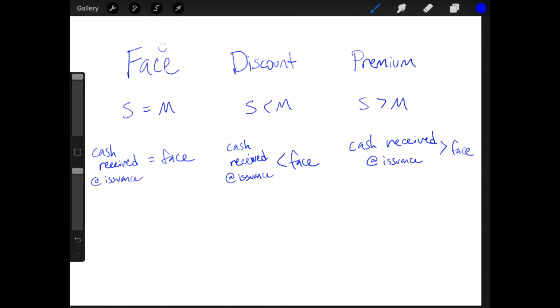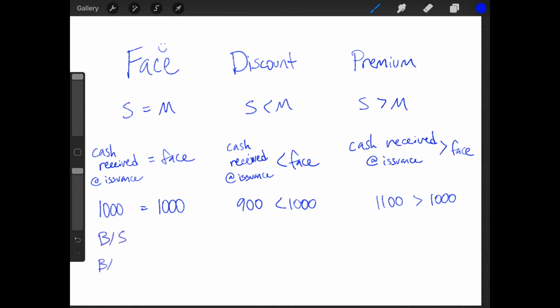So just to add numbers to this, if the face value of the bond was $1,000 for each, a bond issued at face, you would receive cash of $1,000, whereas with a discount you might receive cash of $900, basically anything less than that face value, and a bond issued at premium you might receive $1,100, or essentially anything above that $1,000 face amount. I think it's also helpful to look at what this looks like on a balance sheet under your liability section. So we'll look at that now for each of these examples.